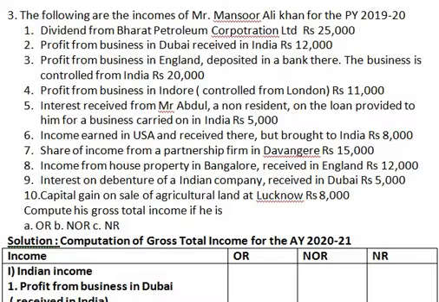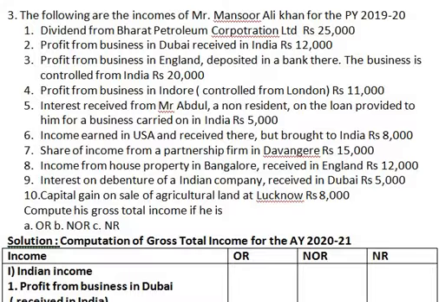The following are the incomes of Mr. Mansoor Ali Khan for the previous year 2019-20. Number 1. Dividend from Bharat Petroleum Corporation Limited rupees 25,000. Next, profit from business in Dubai received in India rupees 12,000. Next, profit from business in England deposited in a bank there. The business is controlled from India rupees 20,000.